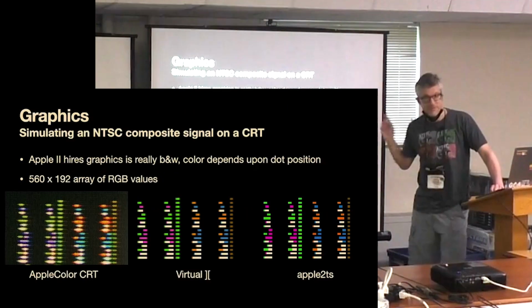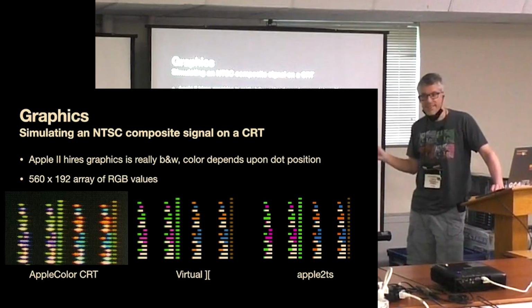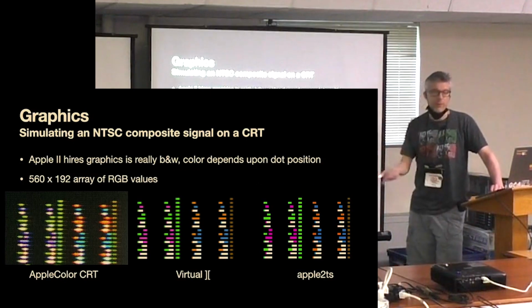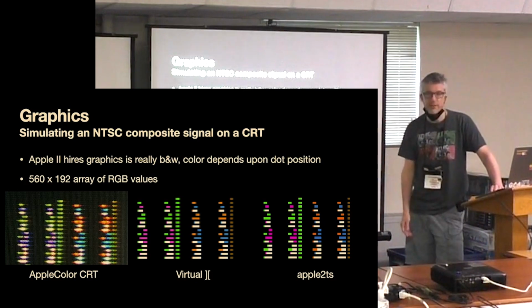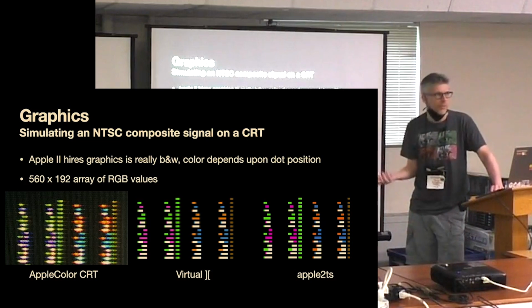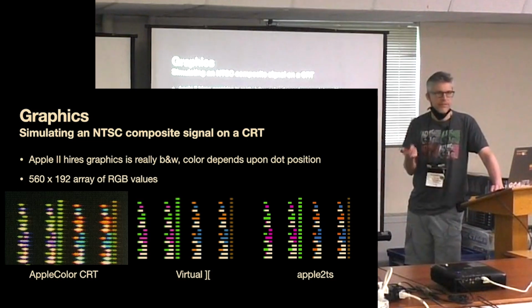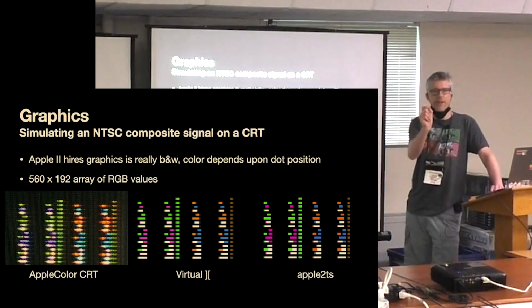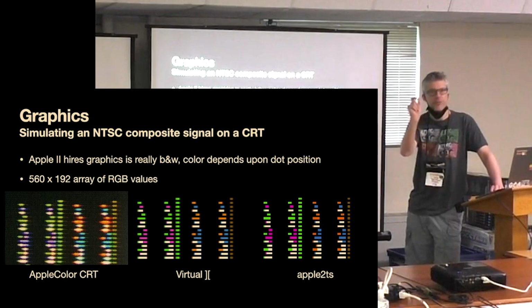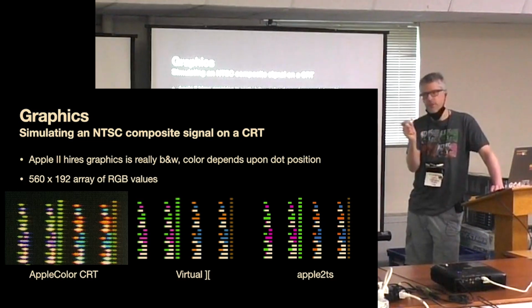Graphics, very hard. Still probably a work in progress. The reason, as we all know, and we heard from some talks yesterday about the VGA converter, is that the Apple II graphics are, some might say, weird, right? It's essentially a black and white computer that's faking color, and the color is dependent upon the position of a dot on the screen. So you have to take that into account when you're creating an emulator.